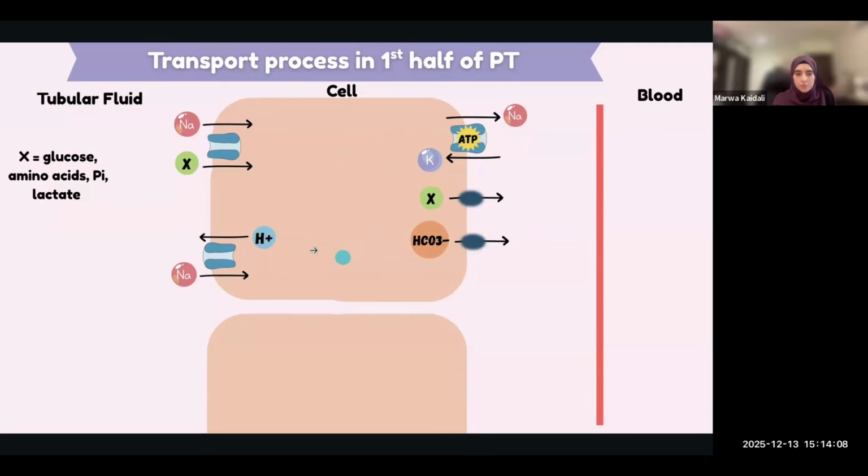So we have an H+ sodium antiporter, which is going to cause the indirect reabsorption of bicarbonates. The other thing we're going to see in the first half of the proximal tubule. So now that we have reabsorption of solutes, what do you think is the osmolarity of the tubular fluid compared to the interstitium? Because now we're taking in solutes.